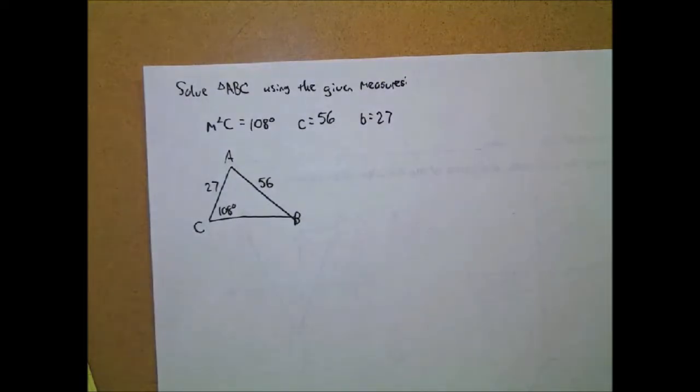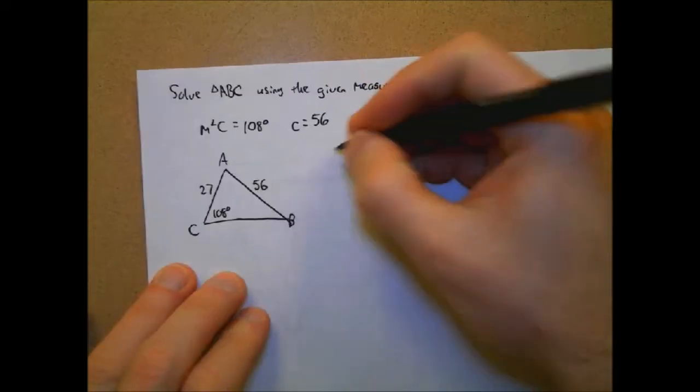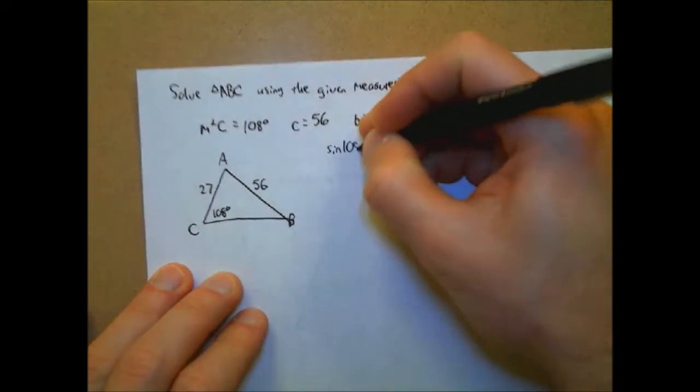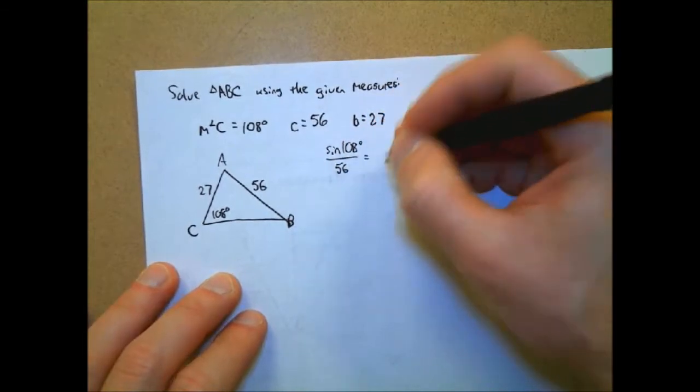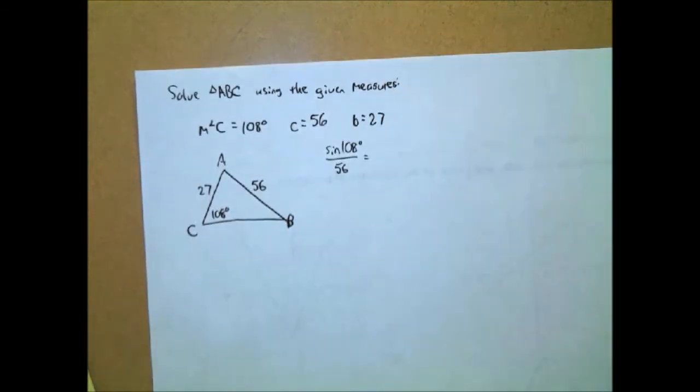All right. So, our setup here. What angle and opposite side pair do we know? C, right? So we're going to start with C. So we'll start with the sine of 108 over 56. And I'll set that equal to, and then what piece of information do we have to solve for next?